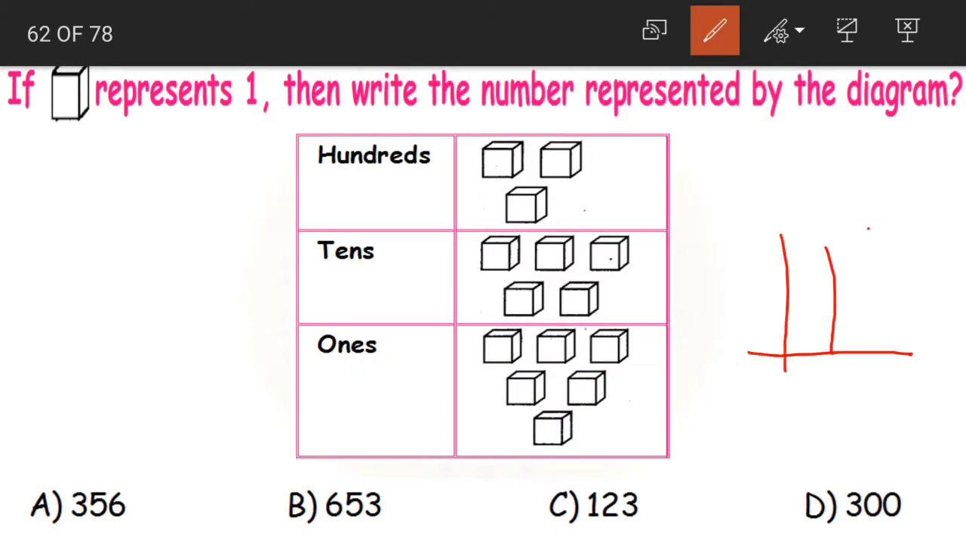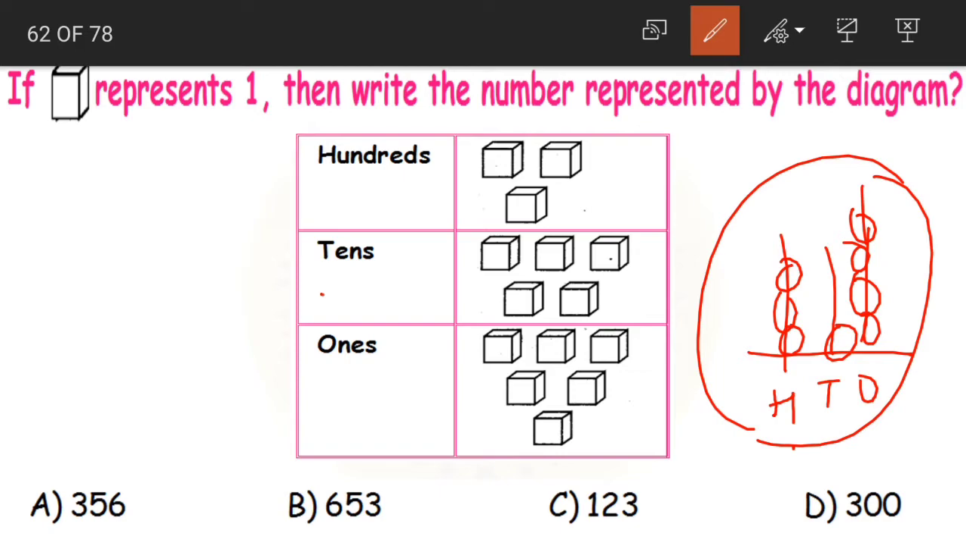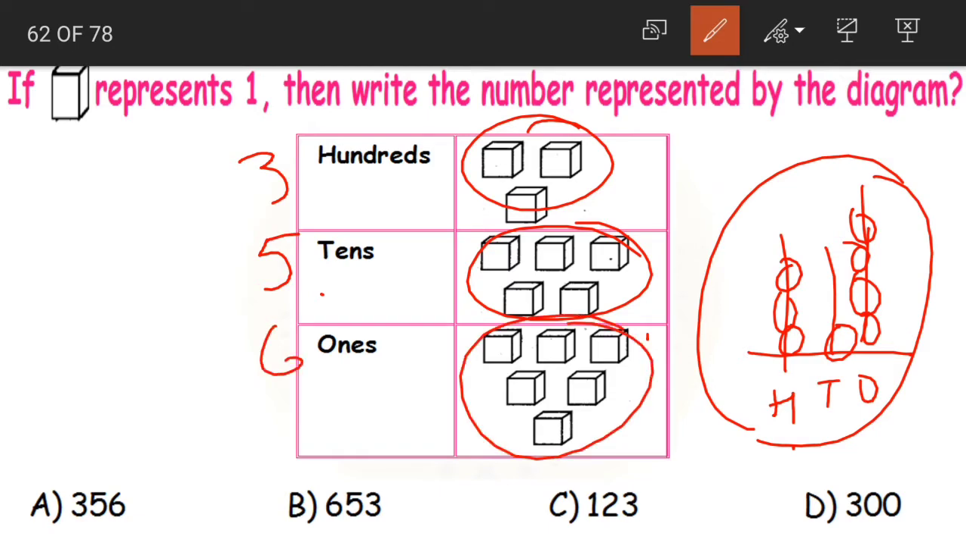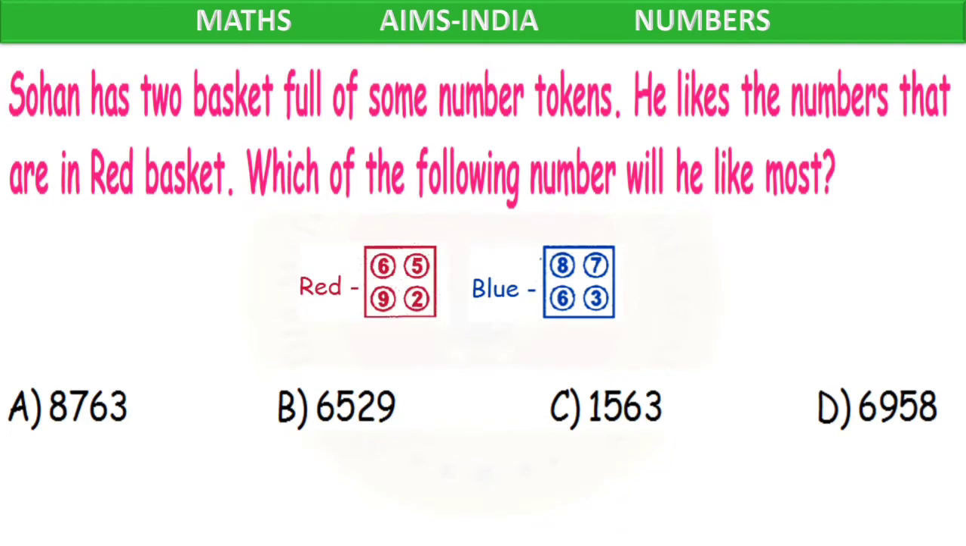I think you might have done this in the form of abacus. Yes, in an abacus, you'll be given an abacus like this and you will be asked to write the number represented by the abacus. That is the same here, children. We are having 3 in hundreds place, 5 boxes in tens place and 6 boxes in ones place. So the answer will be 356.